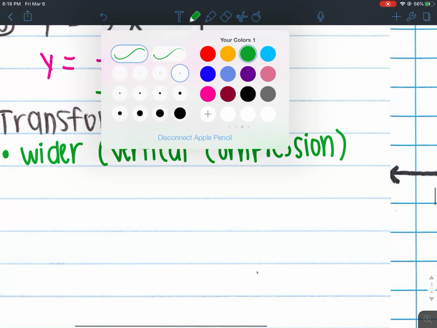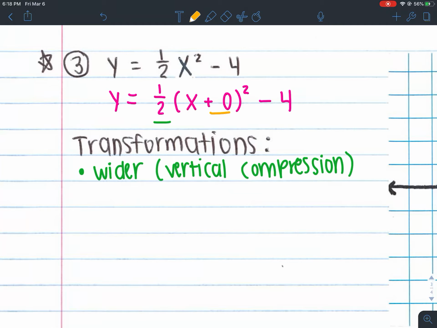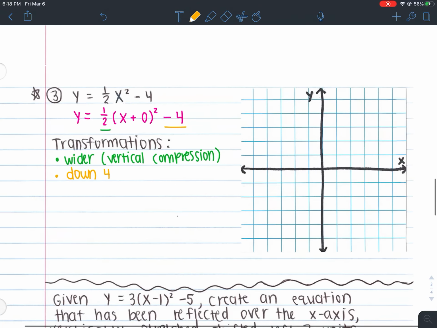All right. The next thing I see is the 0, but does going left or right 0 really matter? No, it didn't really move anything. So the plus 0 in the parentheses doesn't really matter to me. And then I have the -4. Well, the -4 is on the outside of the parentheses, so that means I'm going to go down 4. Again, I don't want to say that I'm going left 0 or right 0 because that's not really that important.